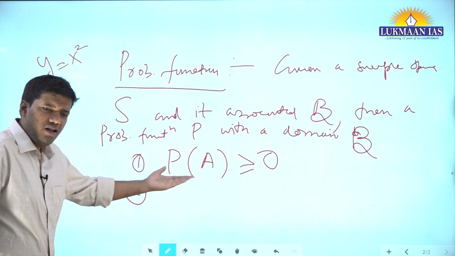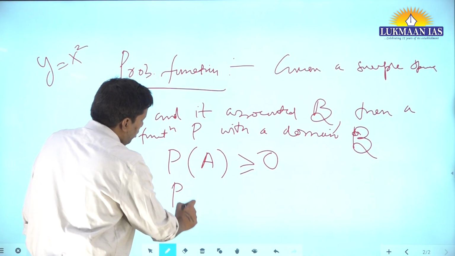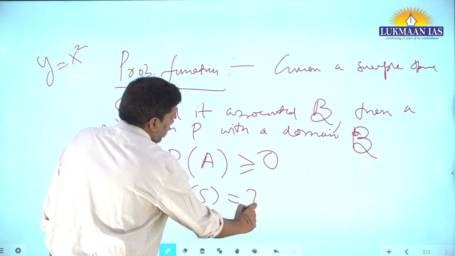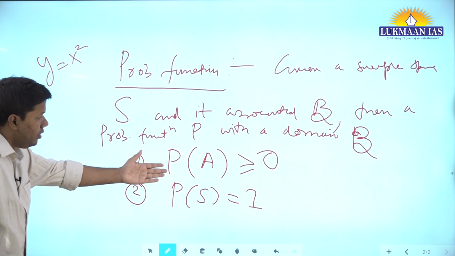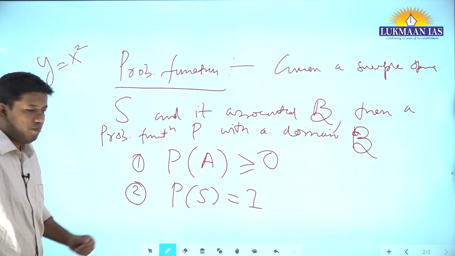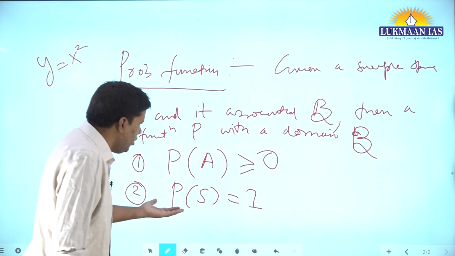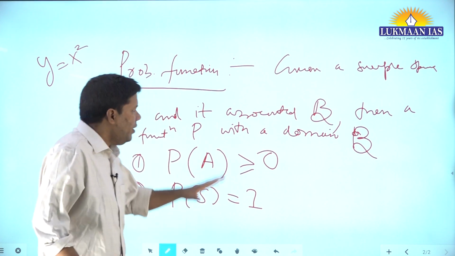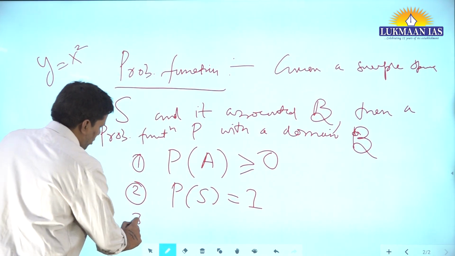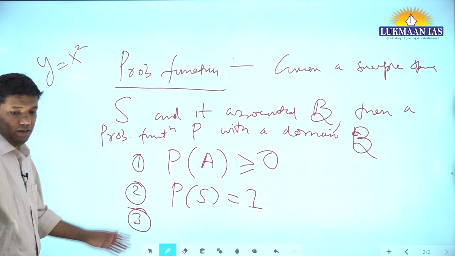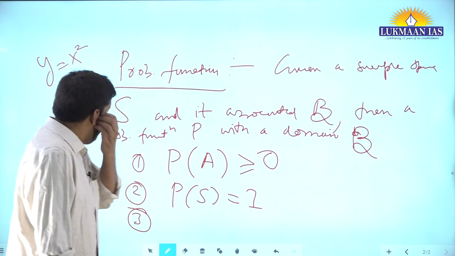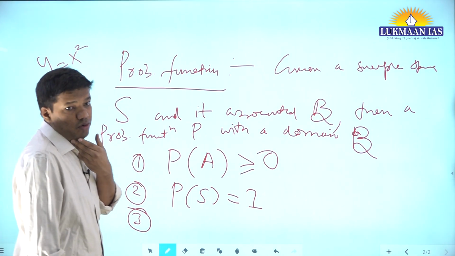Then the probability of this is equal to 1. See, from class 10th you know all these things. You always know that the probability of the sample space is 1. But here you are just defining it rigorously. Fine. The third property is a little bit controversial.